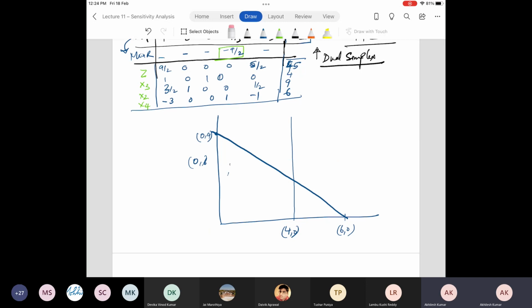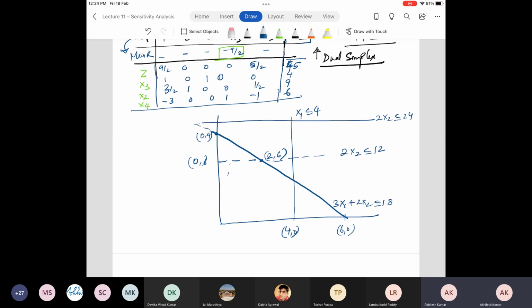Let me use this constraint with dotted line because we will change it. So this was 2x2 less than equal to 12. This was x1 less than equal to 4, and this was 3x1 plus 2x2 less than equal to 18. And based on that, our solution was 2, 6. Remember that? Yes, sir. Now what we have done, we have changed this constraint from 2x2 less than equal to 12 to 2x2 less than equal to 24.